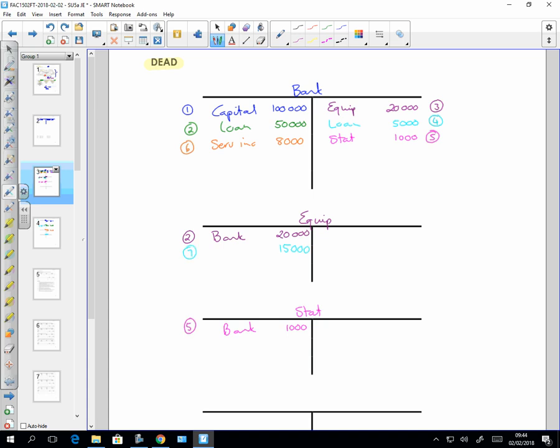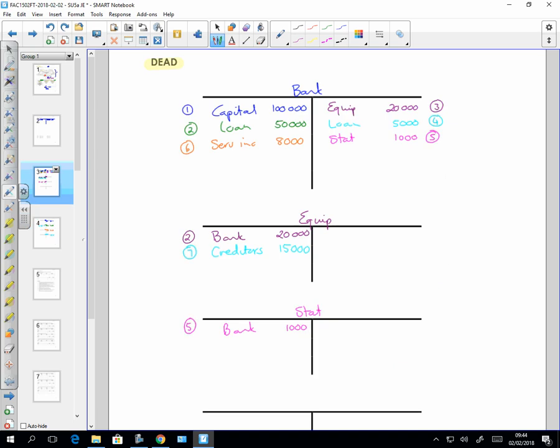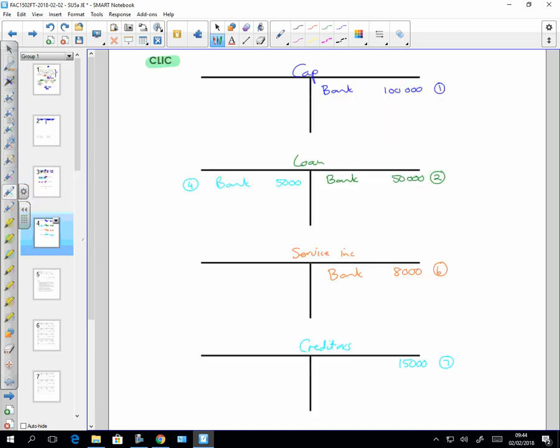And in equipment, I'll write creditors. For every debit, I need a credit. So if I've debited equipment, I'm going to credit my creditors. That even sounds the same. Credit the creditor. Number 7. Is it number 7? Yes. And in creditors, I'll write equipment. You happy with that? You're getting the idea?